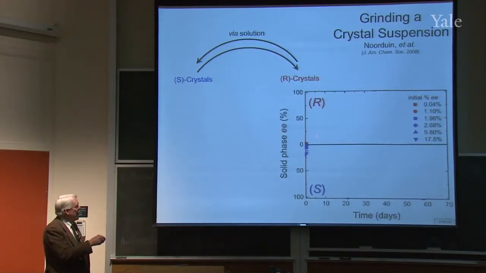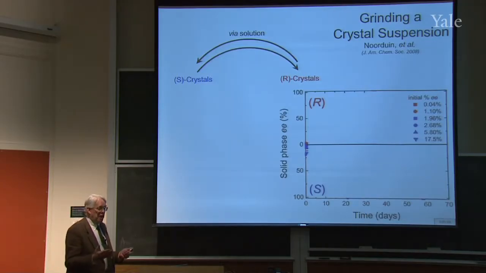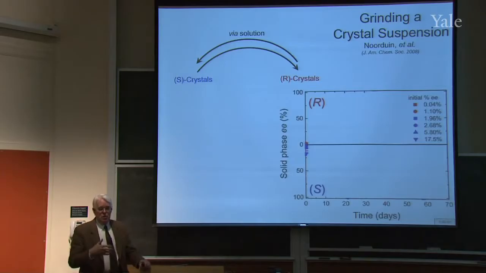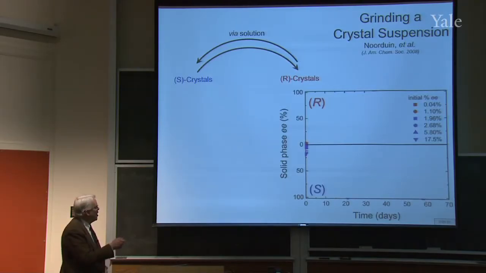Okay, so we have red or blue. It can be a very tiny excess, like 0.04%. Now, what would you expect from what I've been telling you if you had base in the solution and you start grinding to encourage the crystals to dissolve more rapidly? What would you expect to happen in time? Suppose you started with one that's 17% excess of S. What would happen in time?